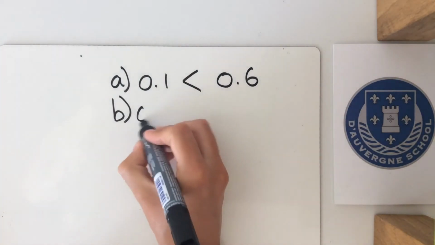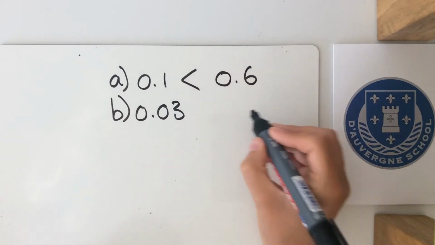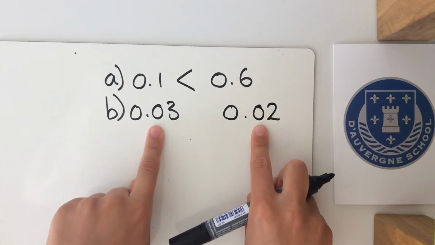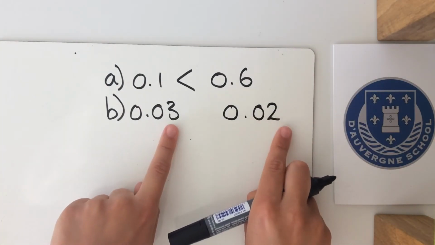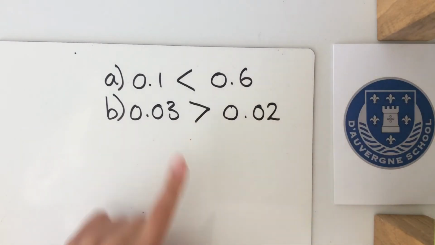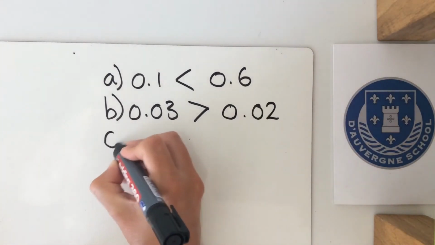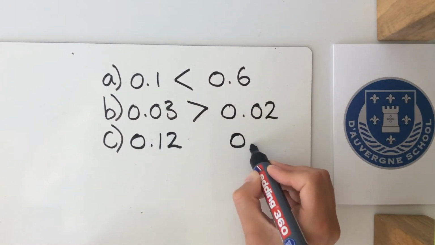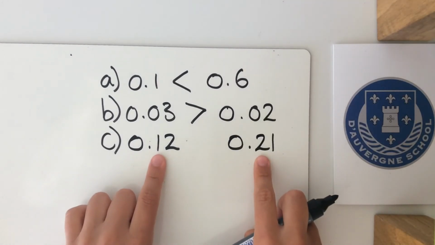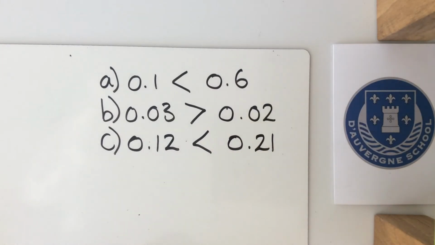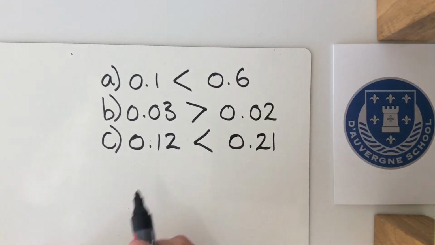Question B, we've got 0.03 or 0.02. Looking in our tenths column we've got 2 zeros, so we then go to our hundredths column. Which one has the bigger number? 0.03. Our crocodile mouth eats the bigger number. C, we've got 0.12 or 0.21. Looking in our tenths column, which one has the biggest number? And our crocodile mouth eats the bigger number. So 0.21.